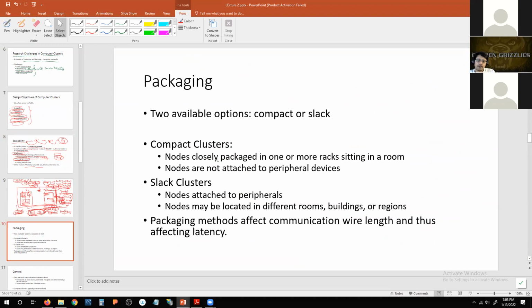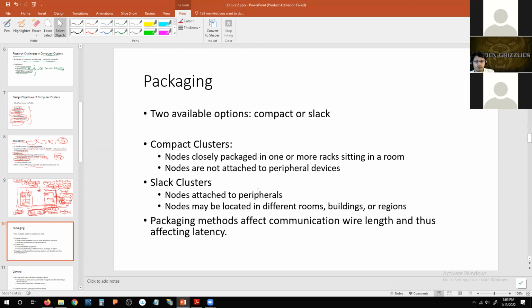When you have compact packaging, all the nodes are sitting in one or more racks in a given room, similar to all these hacker movies where a guy is breaking into a room, and there are rows and rows of computer racks with servers sitting on top of them. That is basically a compact packaging cluster. All of them, without any peripheral devices, are just interconnected to the network, sitting in a single room. Most of the time, when you have packaging like this, the administrative access is centralized.